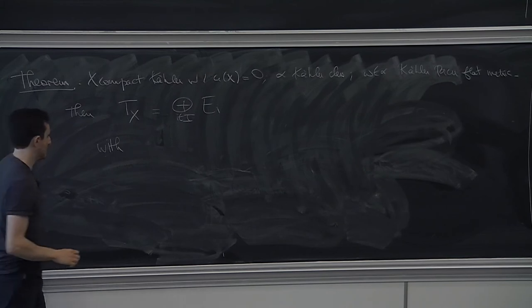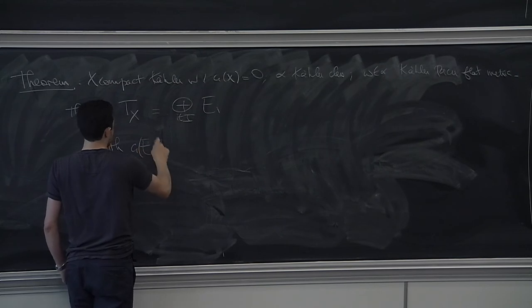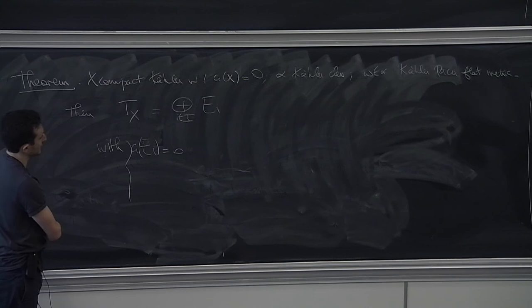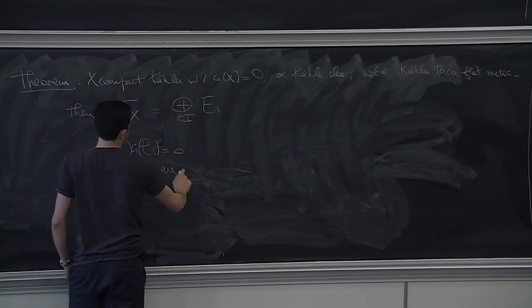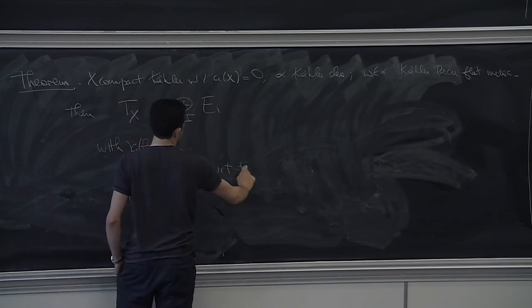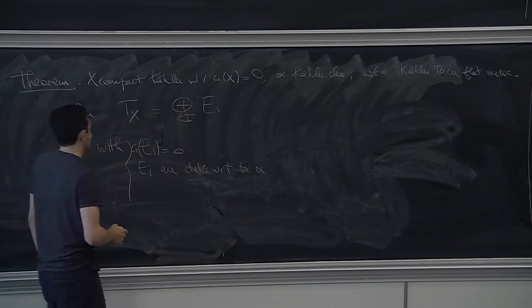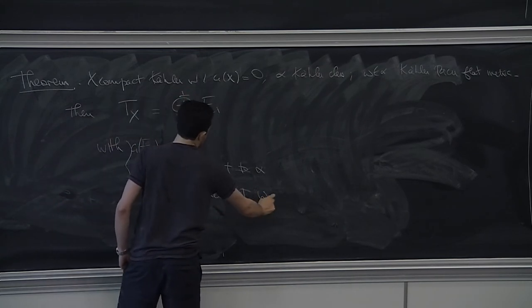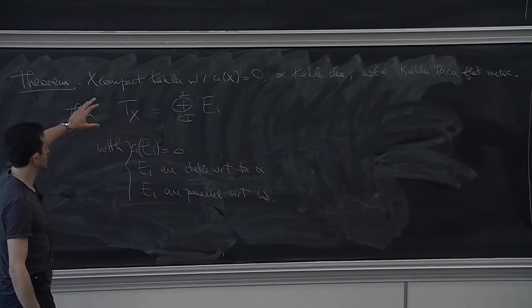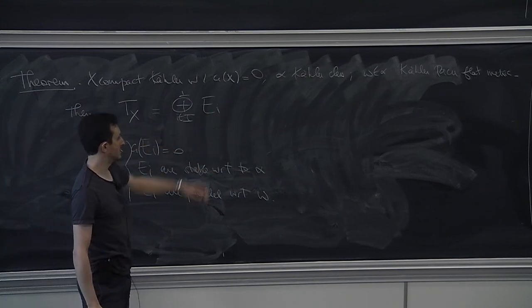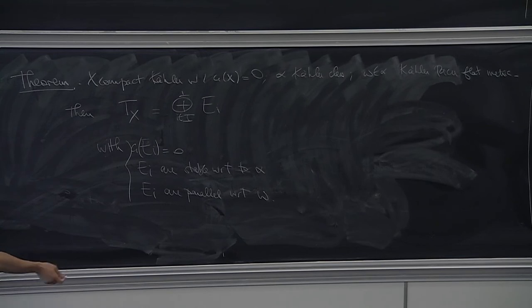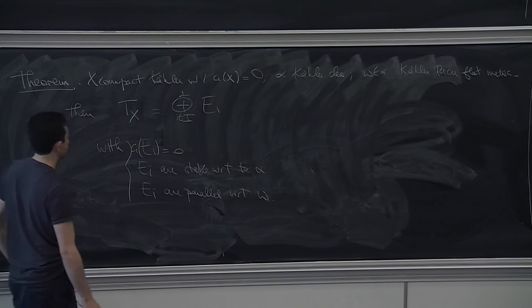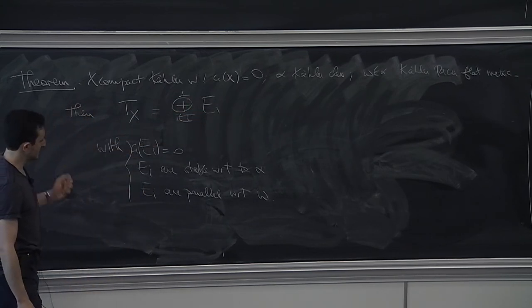But we have much better than this. The Ei have trivial first Chern class. Not only that, the Ei are stable with respect to any alpha. Actually, the Ei do not depend on alpha, and the Ei are parallel with respect to omega. This decomposition is a canonical decomposition of the tangent bundle into parallel stable subbundles, parallel with respect to the Kähler metric. To state that theorem, I need omega and I need to fix a Kähler class, but it turns out that the decomposition is pretty much canonical. So I've got much better than just stability because I've got a somehow unique representative: a unique decomposition into holomorphic stable parallel subbundles.